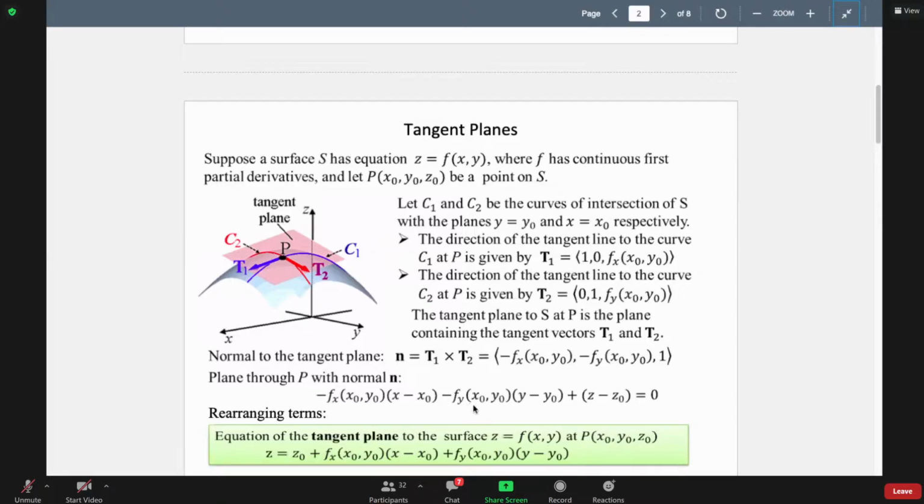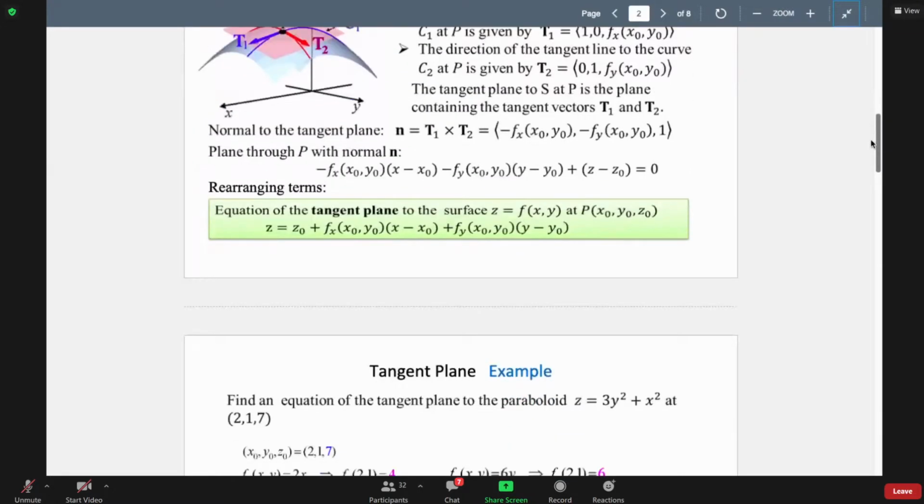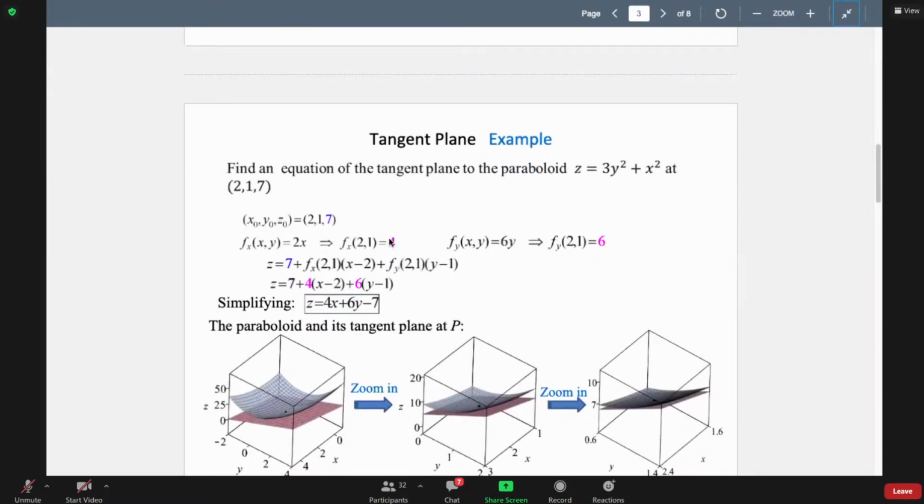Again, the derivation is here, but you will be responsible for using just this formula. So here is an example. Find an equation of the tangent plane to the paraboloid z equals 3y squared plus x squared. It looks more or less like this blue surface here.